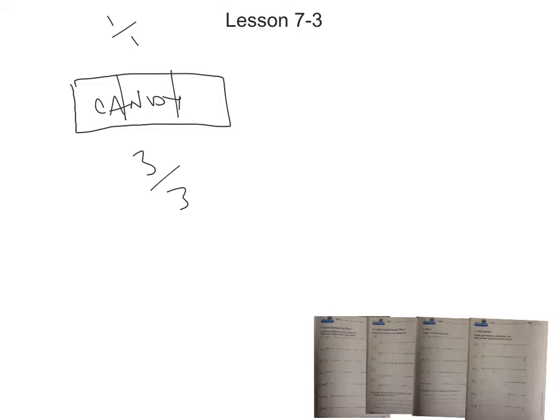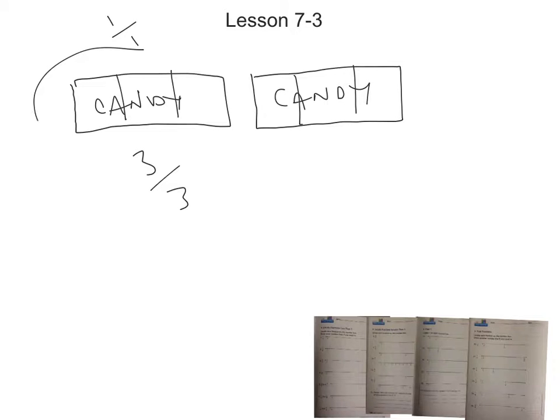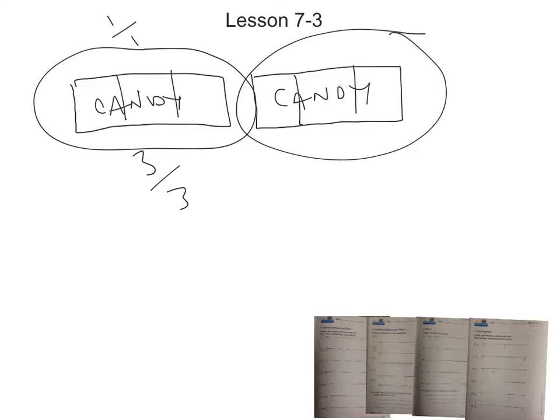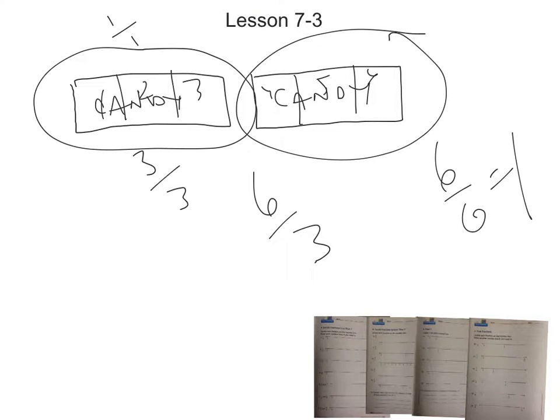Say I had another candy bar in there. This doesn't equal 2 out of 2. This still is our whole. It's just now you have 2 wholes. So now you have 6 thirds. You have 1, 2, 3, 4, 5, 6 thirds. Not 6 sixes, because that still equals 1. And remember, we have 2 candy bars. 6 thirds will equal 2, because it'll tell you that there's 2 wholes in there. Because a whole is 3. If you have 2 wholes, then you'd have 6.